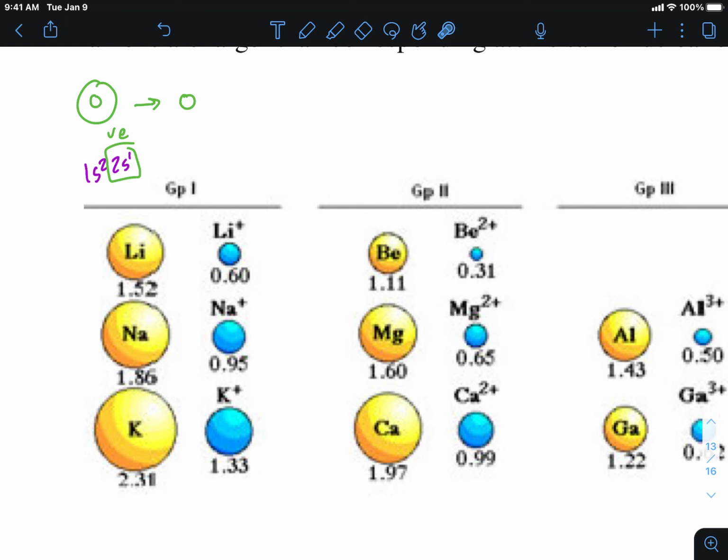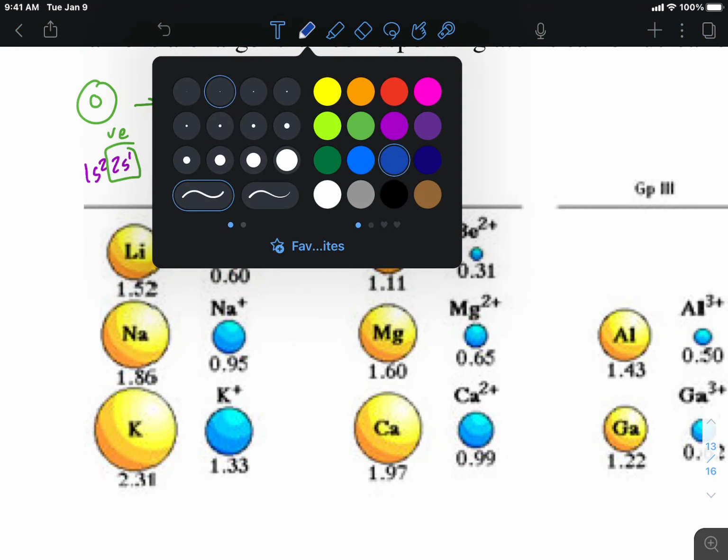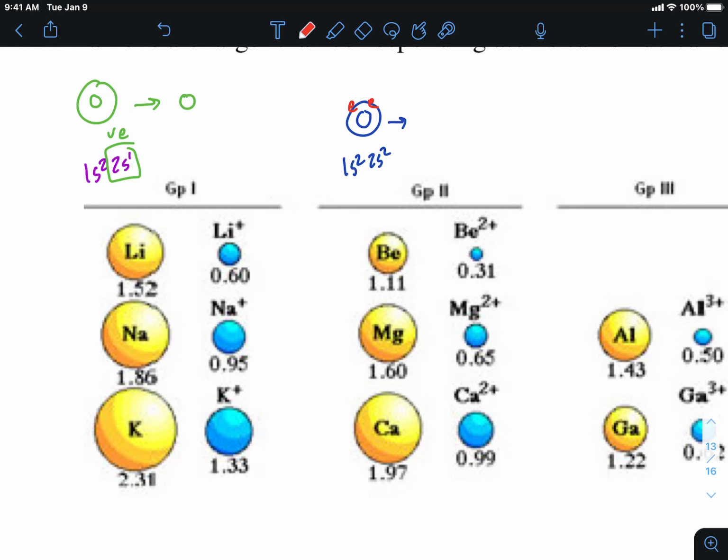Okay, let's look at group 2, the earth metals. Here's beryllium. Here's the beryllium ion. You can just draw a very similar picture here. Beryllium is 1s2, 2s2. And losing those two valence electrons, which would be here, they would be here. So we would end up with just that. And yes, of course, it's smaller. It no longer has two energy levels. It only has the one energy level. So first of all, do we understand then when we lose valence electrons, we're losing energy levels? Okay? All right.